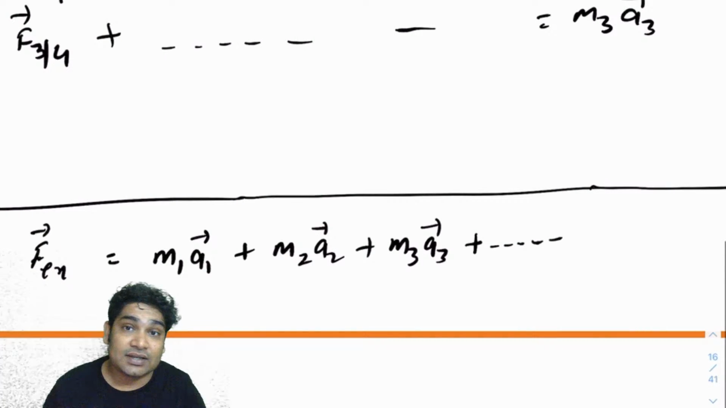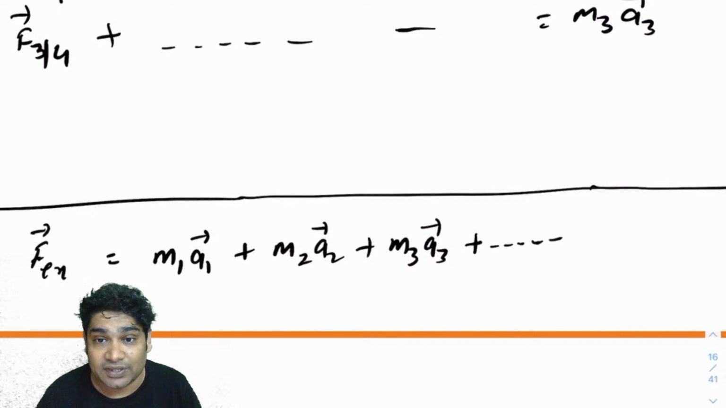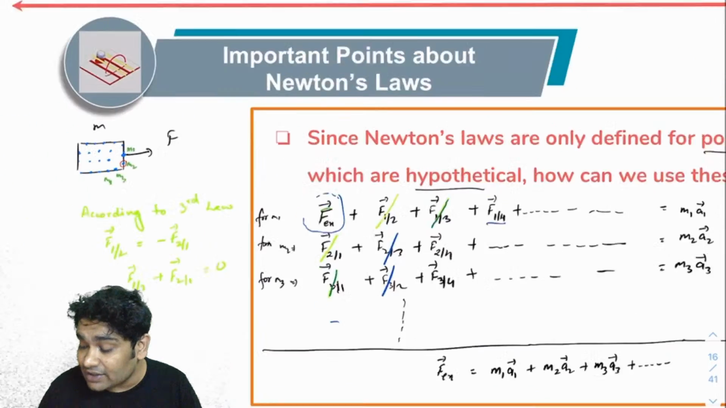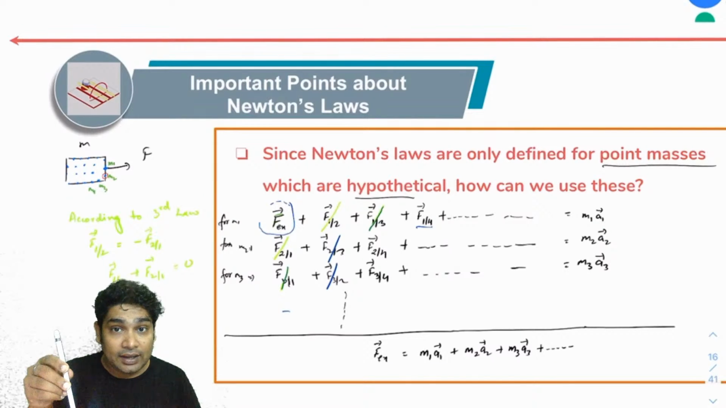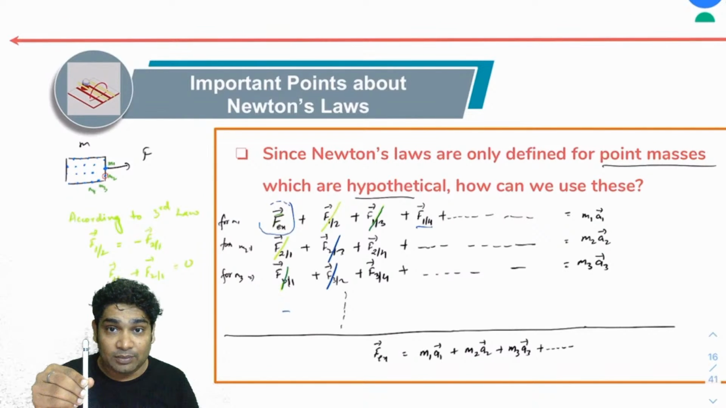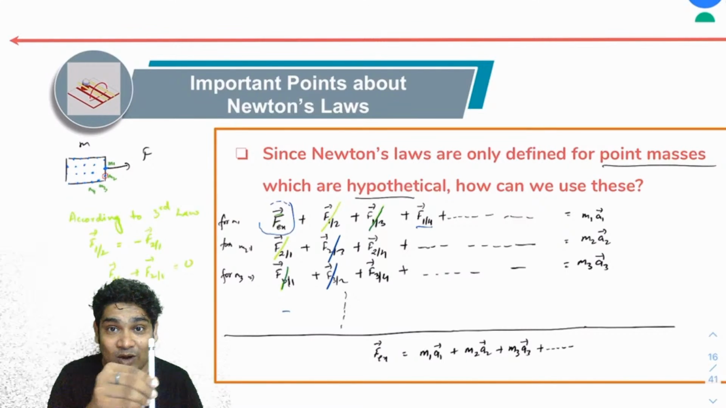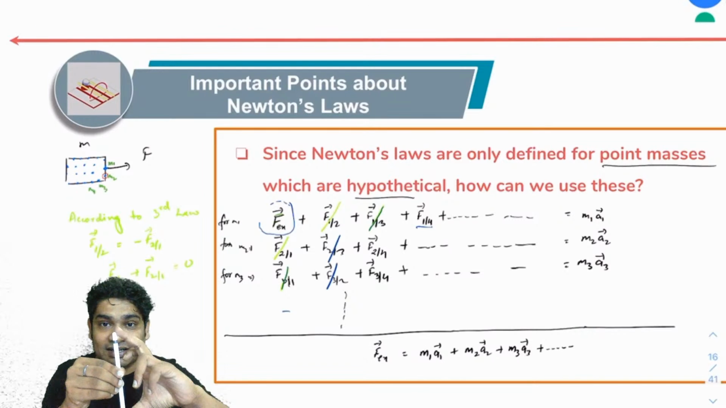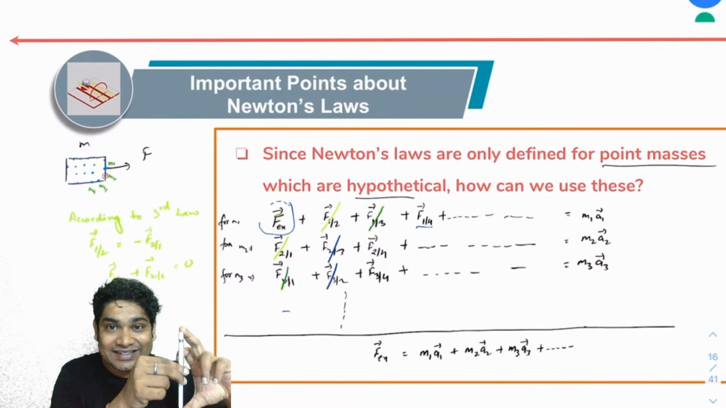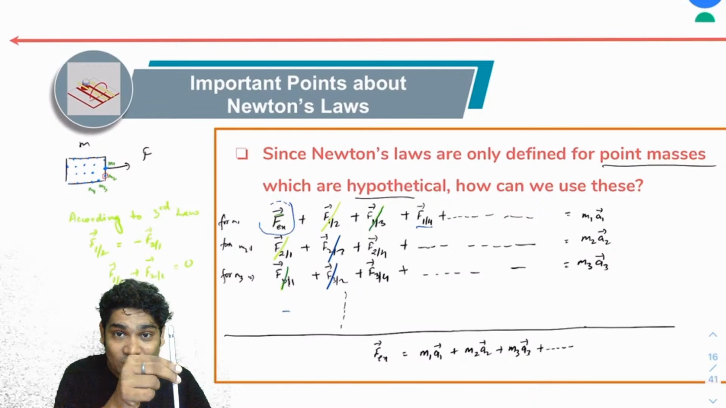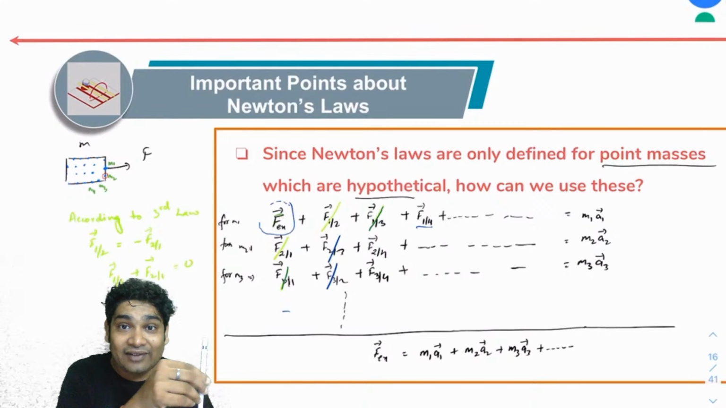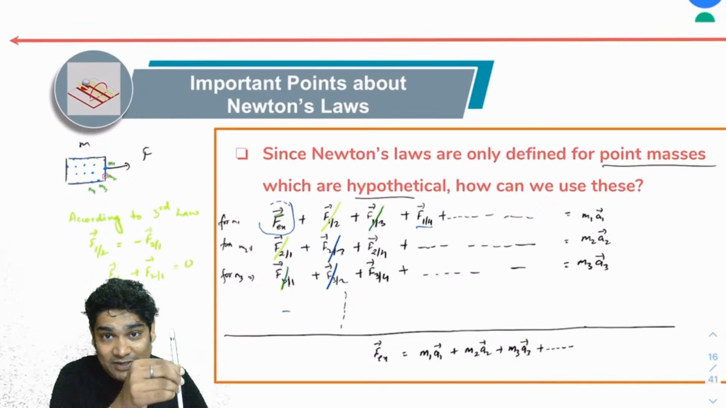Now we consider a special case. What happens if the acceleration of all these point masses is the same? I told you there is one special way in which I can move this pen. If I move it like this, every point is traveling an equal distance. Therefore every point will have the same velocity, and every point will have the same acceleration. Only in this special case.